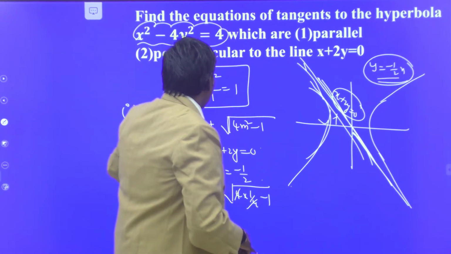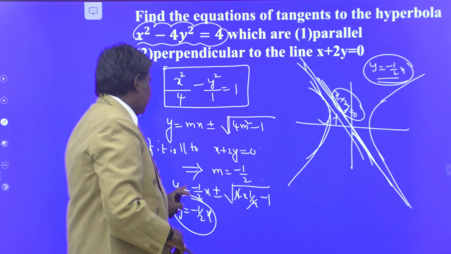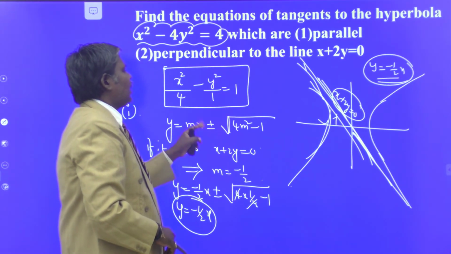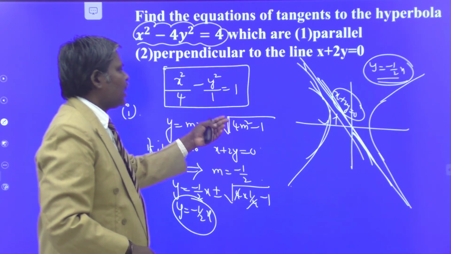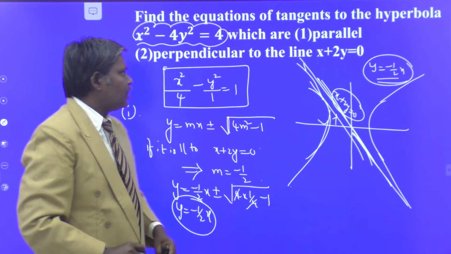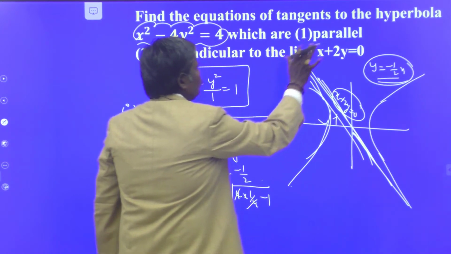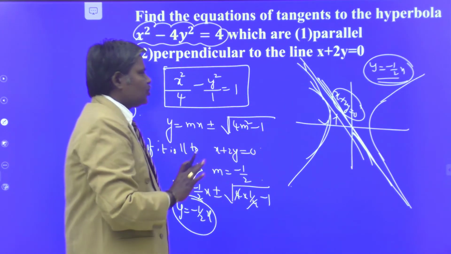But when we apply the condition here, we obtain this term as 0. That is, y equals minus 1 by 2x itself is the tangent to my hyperbola. It indicates what? The given line itself is tangent to the hyperbola. There is no other tangent parallel to that one. Understand? So what is your conclusion? The given line itself is tangent to the hyperbola. This is the first bit. There is no other tangent parallel to this one.